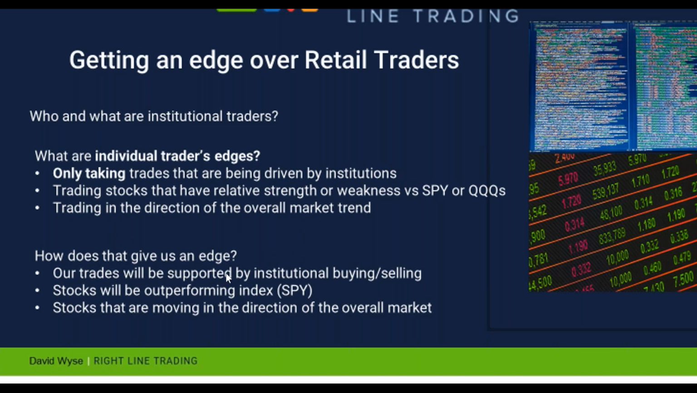How does it give us an edge? Well, our trades are going to be supported by institutional buying or selling. They're going to be outperforming the SPY, and they're going to be moving in the direction of the overall market. It's a big deal. I mean, this gives you a huge edge over the other retail traders.